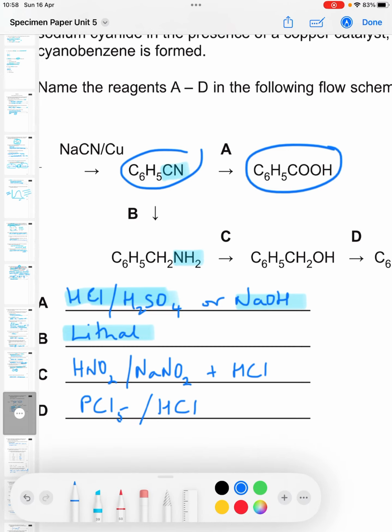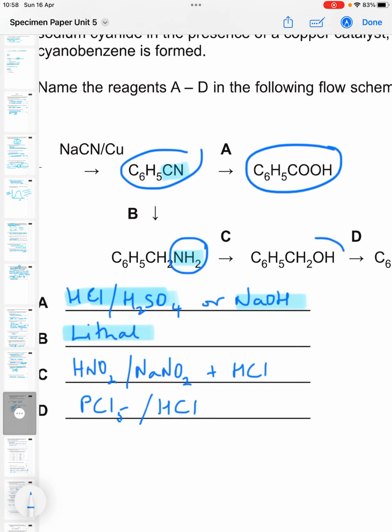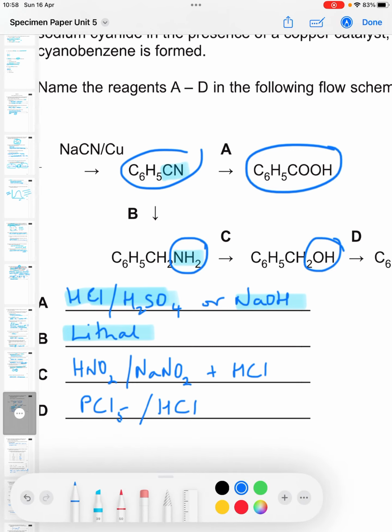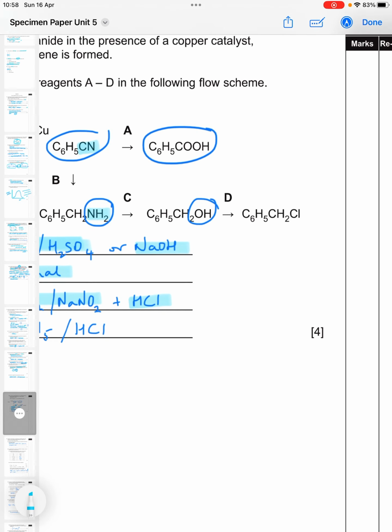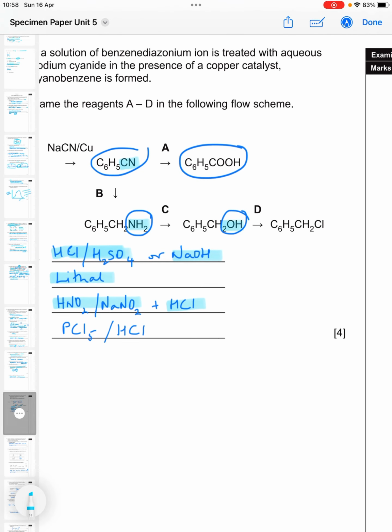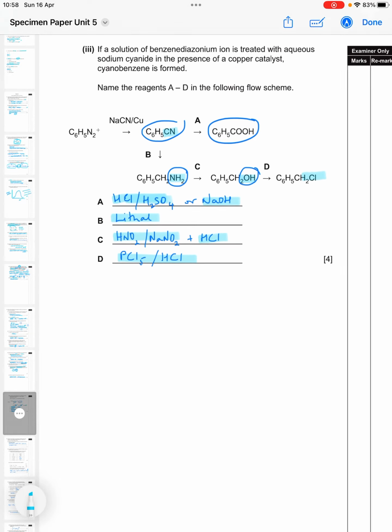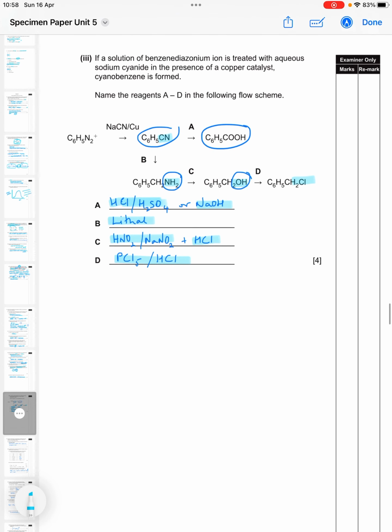In C, we've got the amine going to an alcohol. So here we need either HNO2, NaNO2, either of those, and HCl. And finally in D, we've got the alcohol going to this chloride, so PCl5 or HCl. So it's worth knowing all of your organic interconversions for this paper.